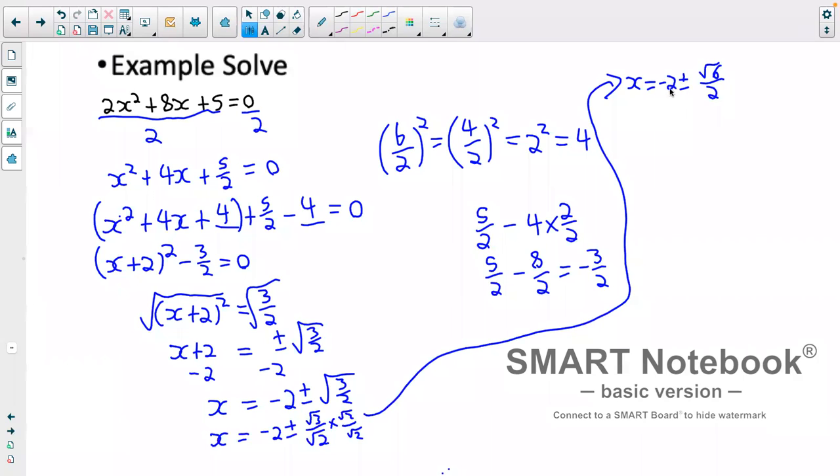We'll multiply the negative 2 by 2 over 2. So that gives us x is equal to negative 4 over 2 plus or minus root 6 over 2. They have the same denominator, so we can combine them. So x equals negative 4 plus or minus root 6 all divided by 2.